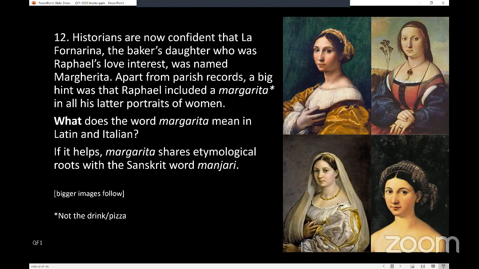All right, we're on question 12. Those who've read about Raphael, the artist, will know that he had a love interest called the baker's daughter, or La Fornarina. So this question is about her. Historians are kind of certain that her name was Margherita. Apart from parish records, that is church records, a big hint was that Raphael included a Margherita in all his later portraits of women. So what does the word Margherita mean in Latin and Italian?